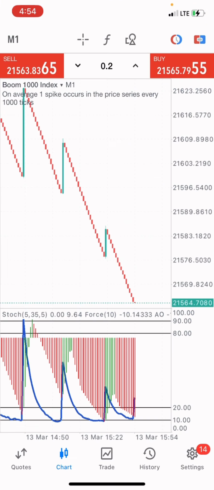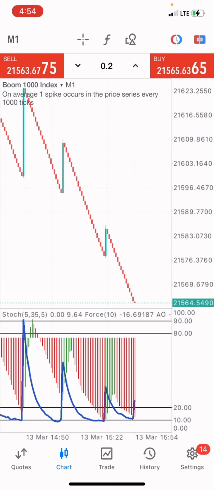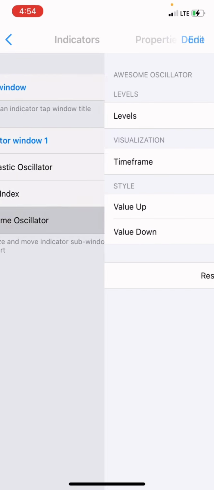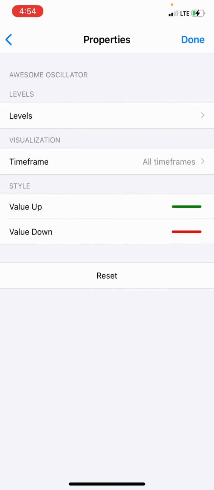Click done when you're done with that, and you have your first index. And the next one would be the awesome oscillator. Just use the default setup, guys.